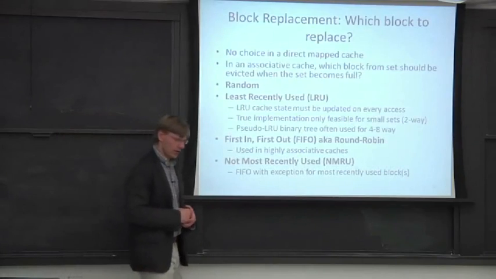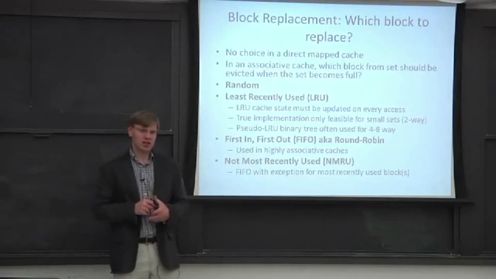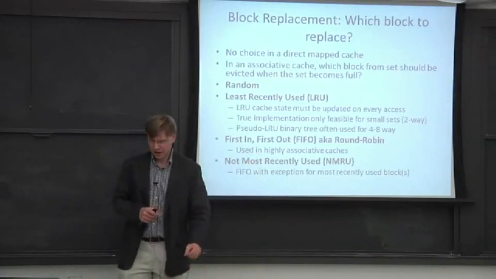OK, so let's talk about when you need to go take things out of the cache. So let's talk about block replacement. We need to figure out what to go kick out of the cache when you take a cache miss and go bring some new data in. An important point here is that in a direct map cache, this question makes no sense, because in a direct map cache, it can only go to one location.